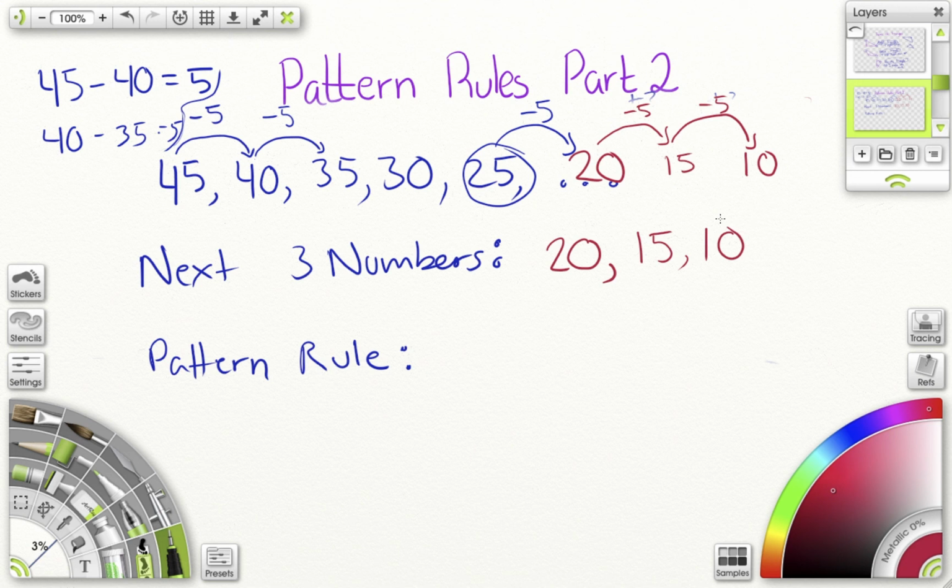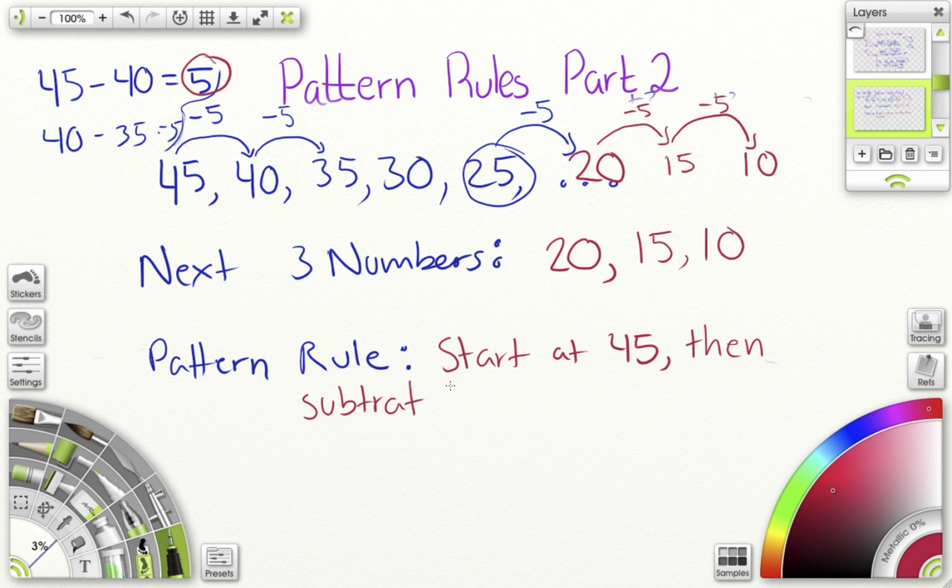Next part is writing out my pattern rule. Pattern rule, the first part: what number did I start at? I started at 45. So first part of that pattern rule is what number did you start at? Start at 45. Then subtract, because we had to subtract to get the next number. And then how much did I subtract by? 5. Then subtract 5 each time.